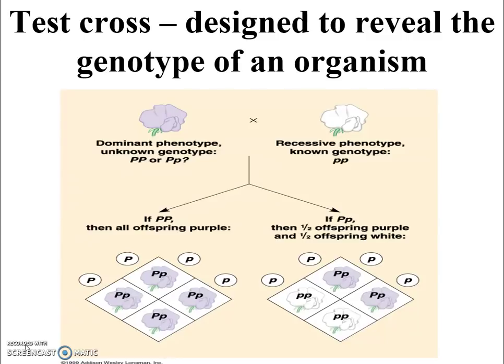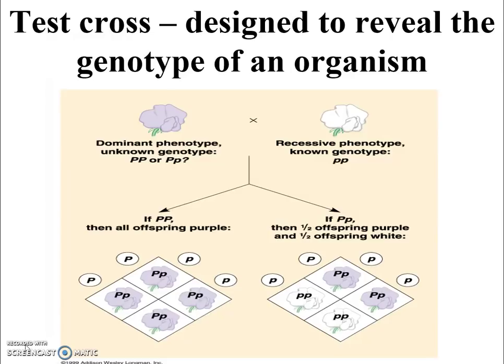Now, in plants, let's say you would like to know if the purple that's a dominant color in a flower is it homozygous dominant or heterozygous dominant? So what you do is you take that dominant phenotype and cross it with the recessive. And based upon the offspring, you will figure out if the dominant parent is homozygous or heterozygous.